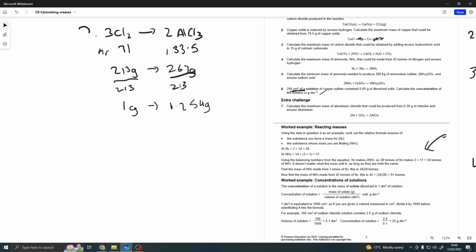Now we are then going to multiply by 6.39, and that will tell us how much 6.39 grams of chlorine produces. So I'm going to multiply this by 6.39, and that will tell us that basically it is 8.01 grams. There we go.